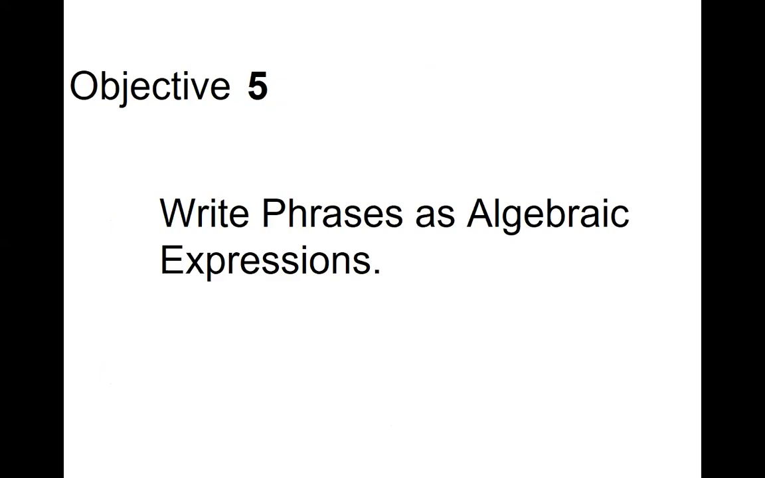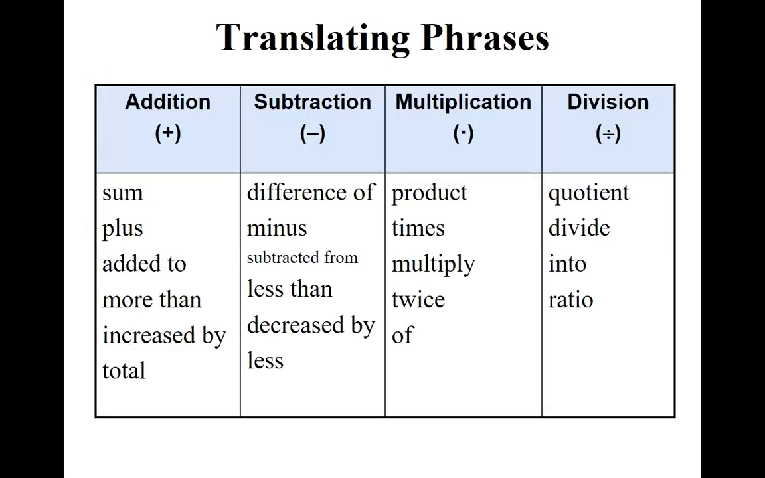The fifth objective in this topic is write phrases as algebraic expressions. When we translate phrases in math, there are some key words that when we see them, we know they mean specific things. They tell us, hey, see this word, we add. See this word, we subtract. See this word, we multiply. See this word, we divide.